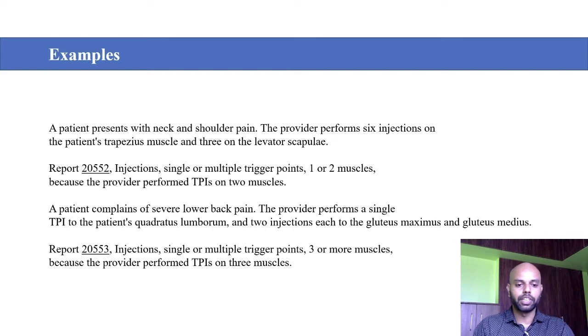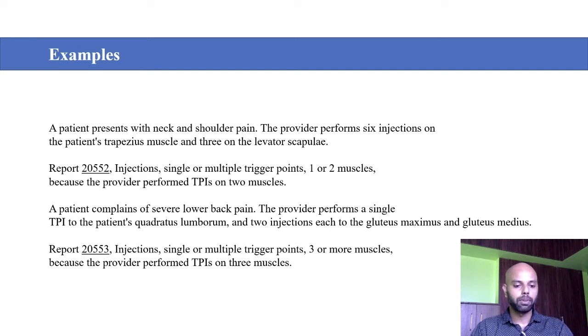Let's see an example for each CPT code. A patient presents with neck and shoulder pain. The provider performs 6 injections on the patient's trapezius muscle and 3 on the levator scapula muscle. Here we have two muscle groups, one is the trapezius muscle and another one is the levator scapula. Since these are grouped based on the muscle groups, the correct CPT code is 20552.